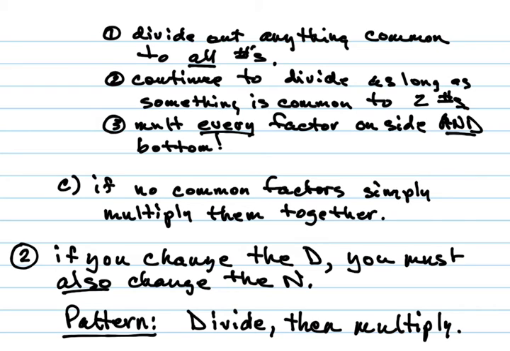Which looks, again, a lot like the order of operations with the DM stuff. Divide, and then what comes next? Multiply. So divide, then multiply.